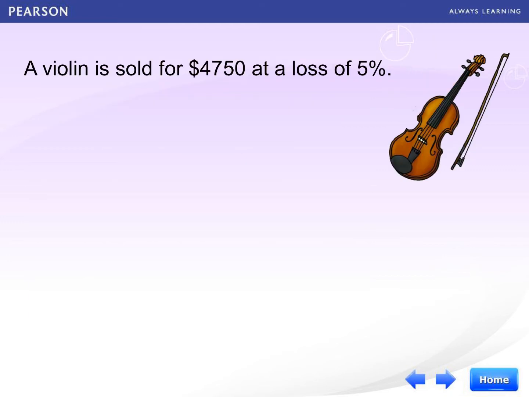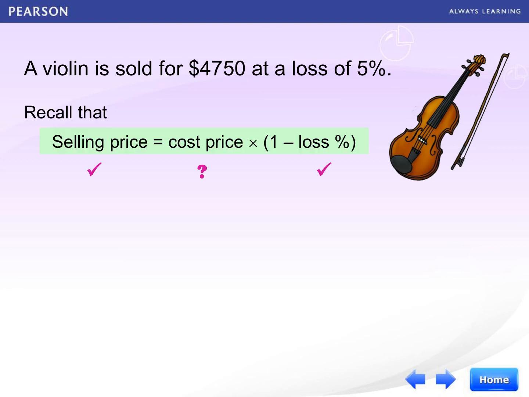Let's look at one more example. There is a violin, which is sold at $4,750 at a loss of 5%. So what is the cost price of the violin? We recall that selling price equals cost price times 1 minus loss percent. We know the selling price and the loss percent in this case.